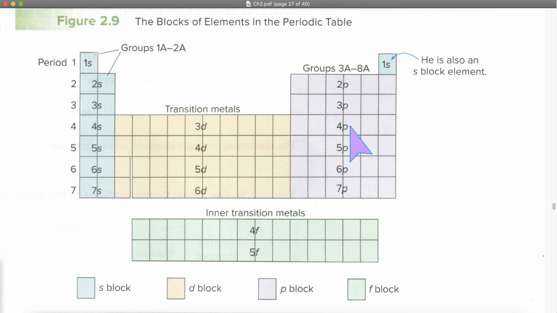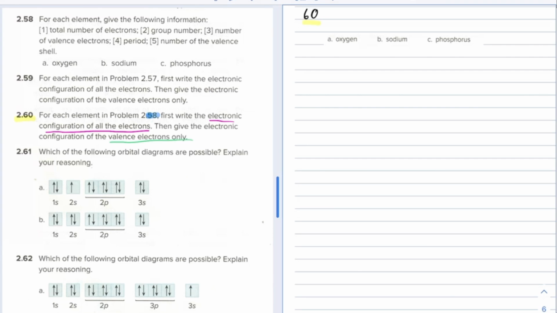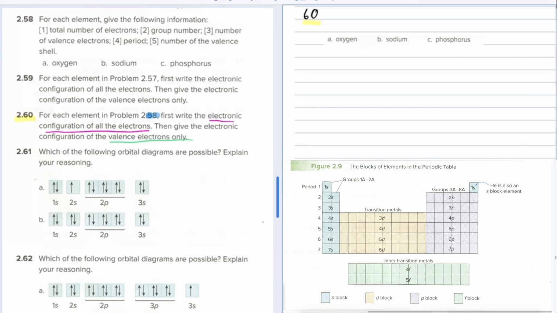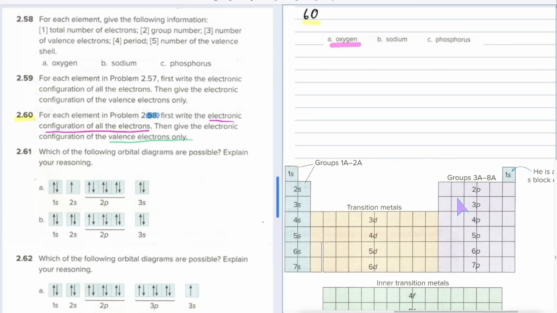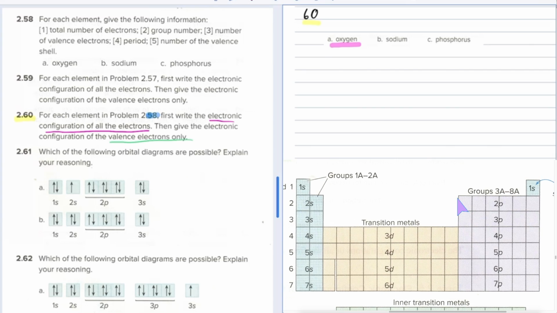Okay, so let's see where the elements are. Let's go back to our problem, and we'll just go ahead and put that periodic table right there. So the first one is oxygen. Oxygen is right here. It's the fourth element of the 2p subshell. So to get to oxygen, let's blow this up a little bit. You start at the beginning, you go through 1s, so 1s2, 2s2, 2p4. So let's write this down.